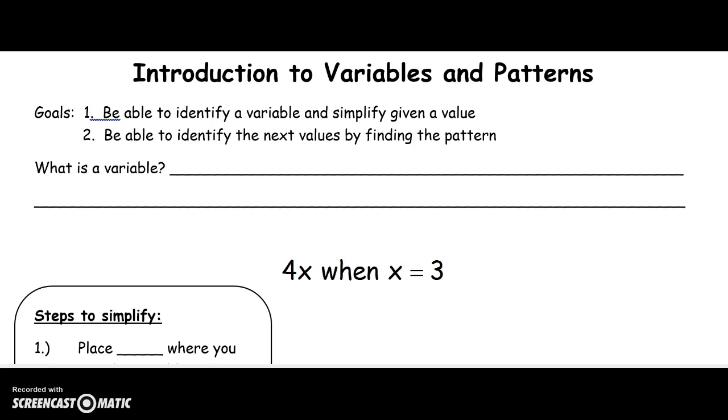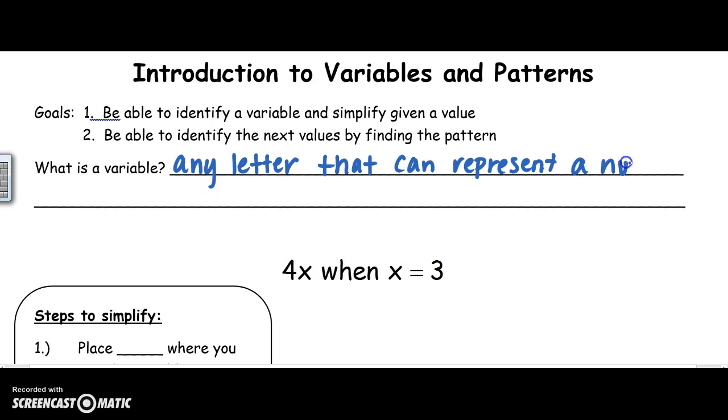What we need to know is, what is a variable? Well, a variable is any letter, so A, B, C, all the way to Z, that can represent a number value. And this is any number. So if you have the value x, or the variable x, then you can have that value be 3, 4, 5, whatever you want it to be.